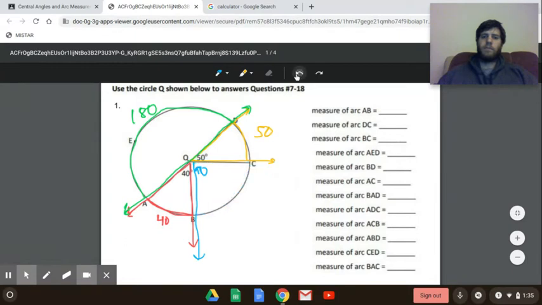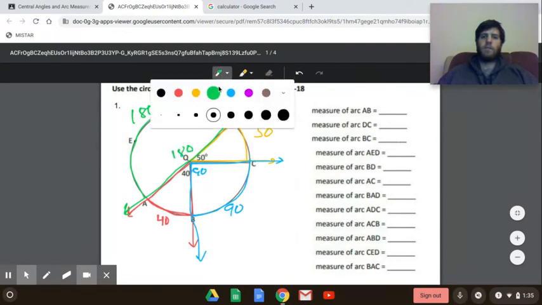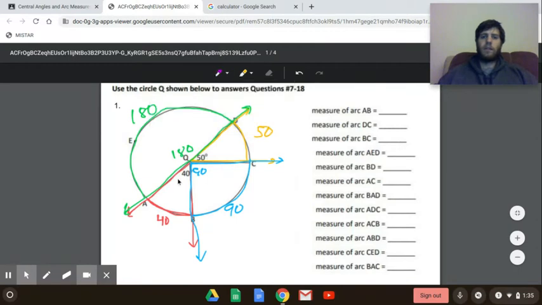Let me redo that one. This angle here is 90, which means this arc here is 90 degrees. Okay. So our central angles all add up to 360. 180 plus 40 plus 90 plus 50, the arcs all add up to 360. So we're good. Okay, now we can start filling in some of the information.